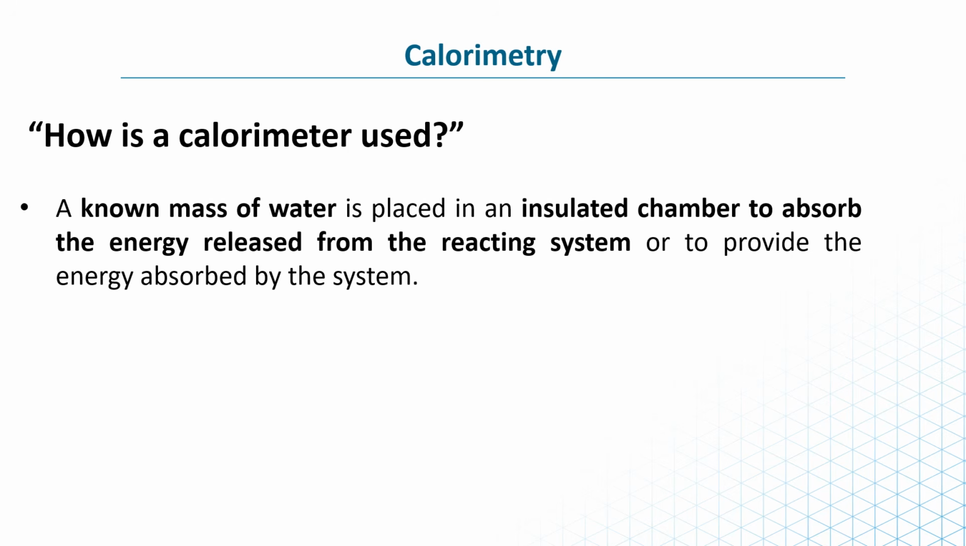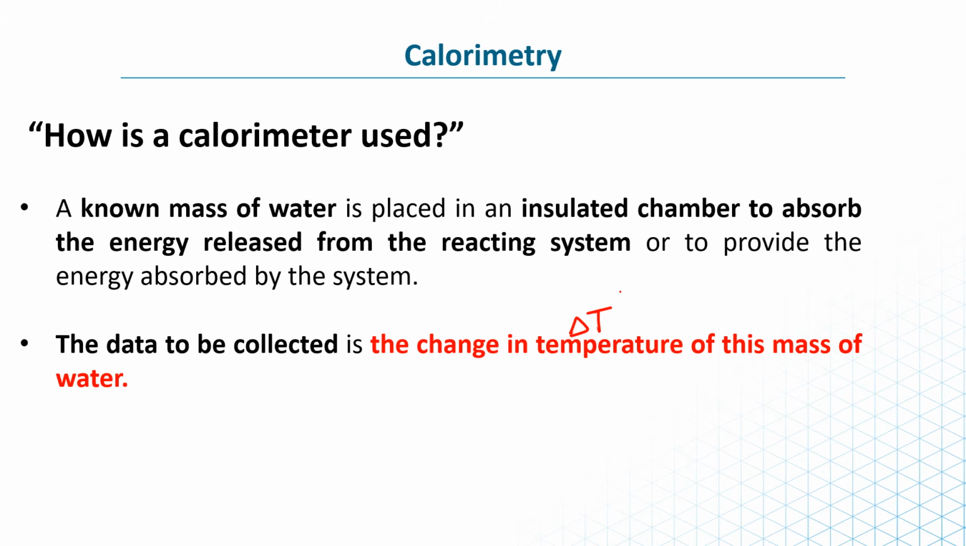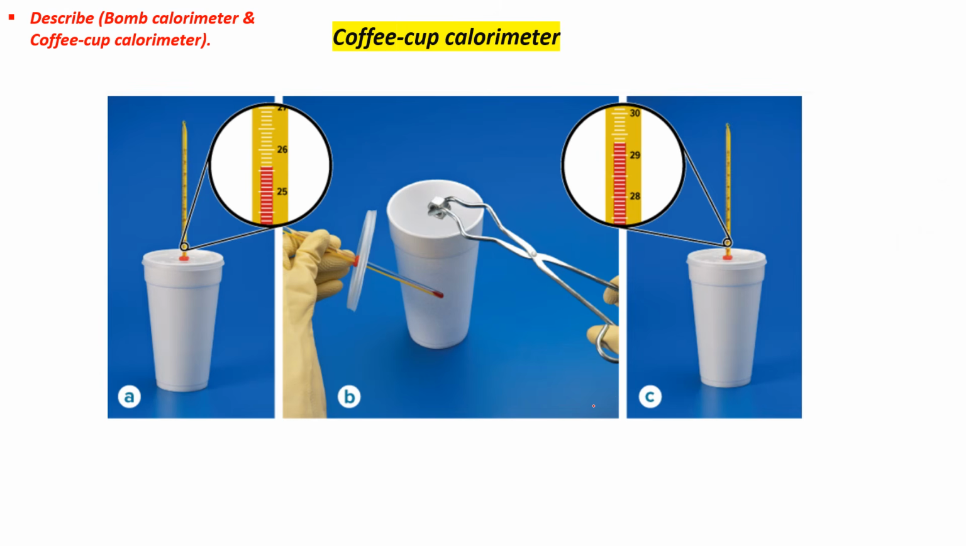So how is it used? As I told you, a known mass of water is placed in an insulated chamber to absorb the energy released from the reacting system or to provide the energy absorbed by the system. So you know the mass of water that you add. The data to be collected is the change in temperature of this mass of water, the delta T, as I told you, which we see on the thermometer in Celsius. What are the uses of a calorimeter? To measure the Q, and you can use it to determine the specific heat, C, of an unknown metal. How can we do this? We are going to see it in the next slides.